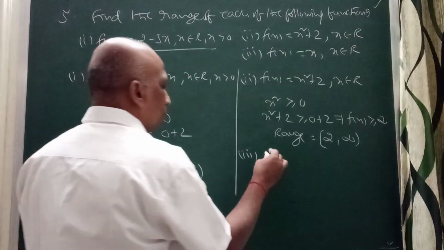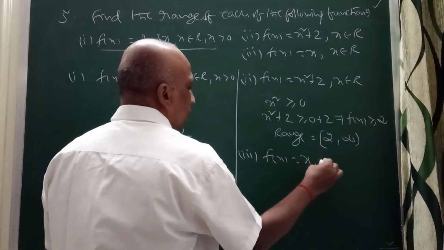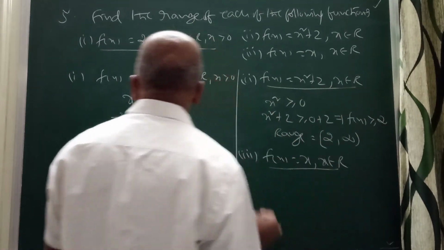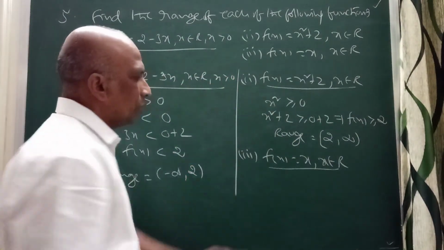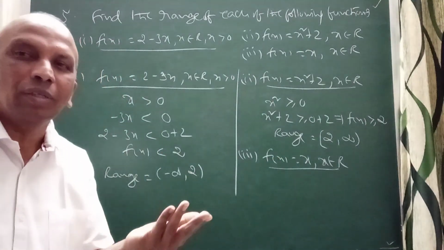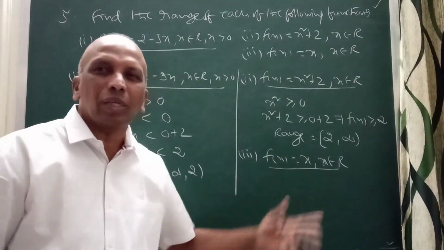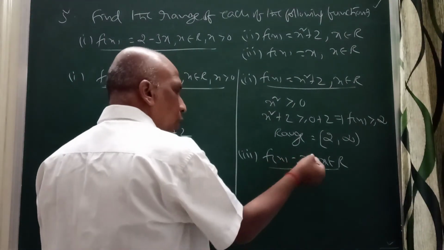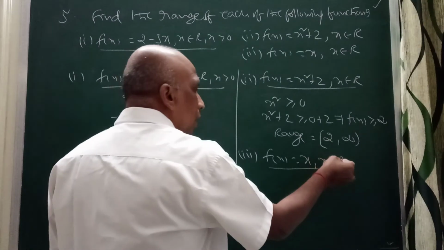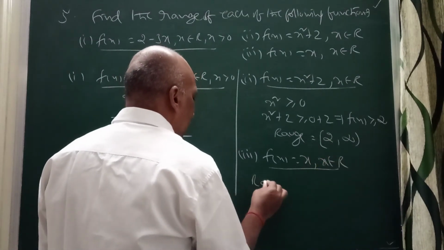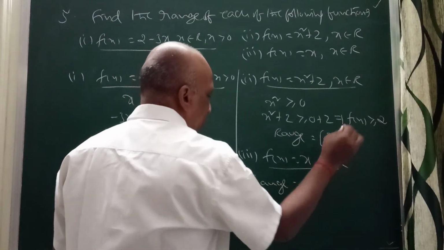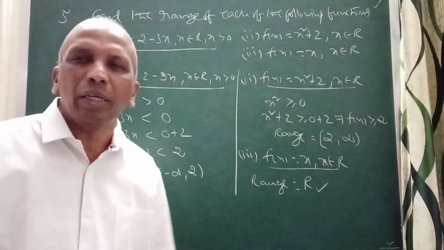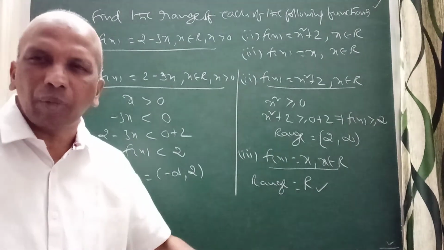Third one, f of x equal to x, x belongs to R. This is the third problem. In the third problem, this is an identity function. F of x is equal to x, both are same. Domain is R, range is also R, because the input is x and the output is also x. The domain is the set of real numbers, so the range is also the set of real numbers. There is no change, both are same, because the function is an identity function.